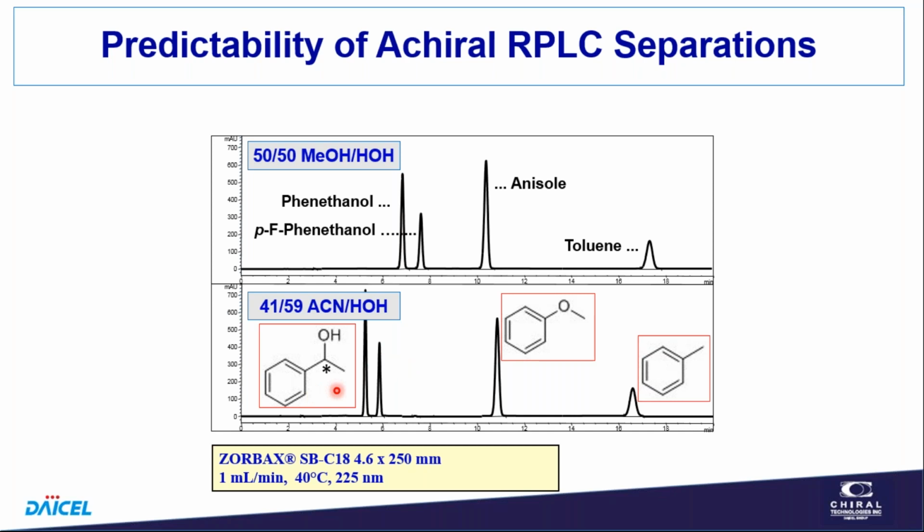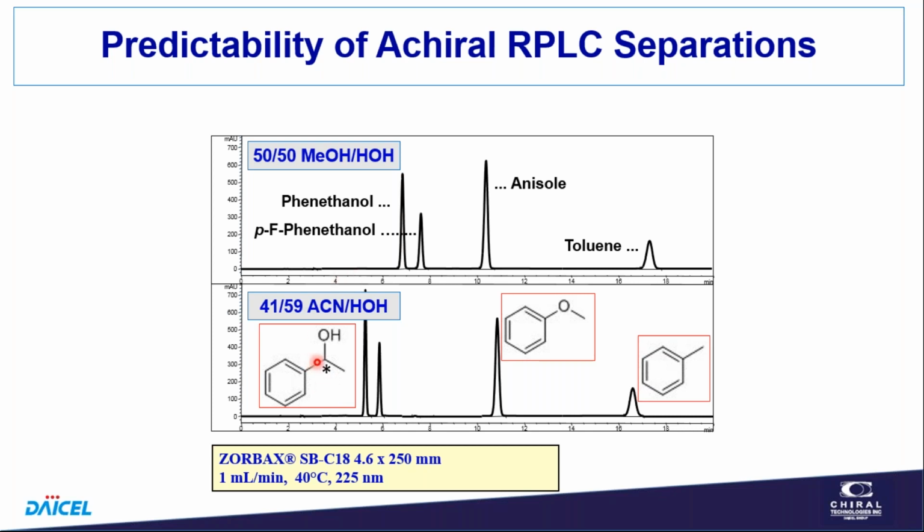But notice this order of elution is predictable. The more polar the compound, the less it's retained. So the toluene, which is just a methylbenzene, is the most retained. It's the most lipophilic. This ether, anisole, is more polar than toluene, so it's less retained, and the benzyl alcohol is even more polar, so it's more retained.